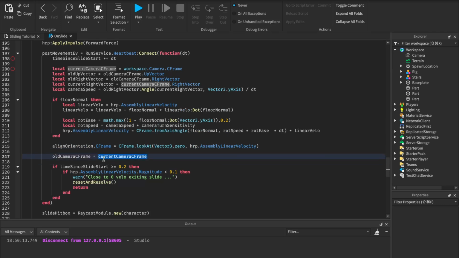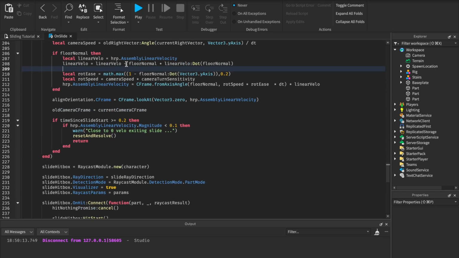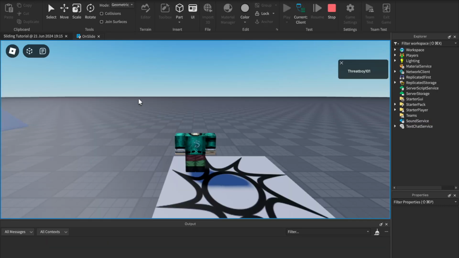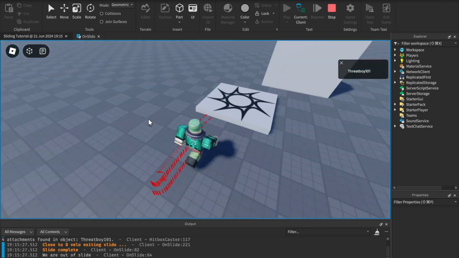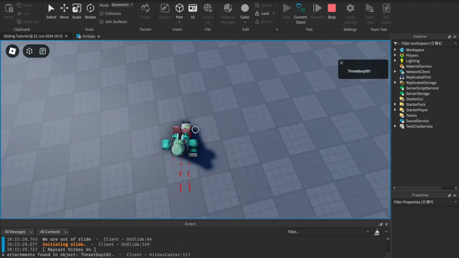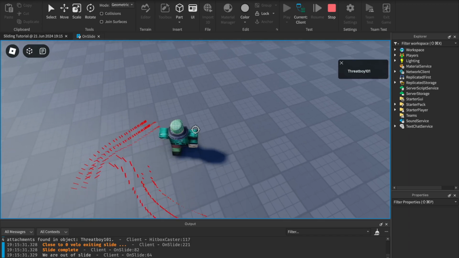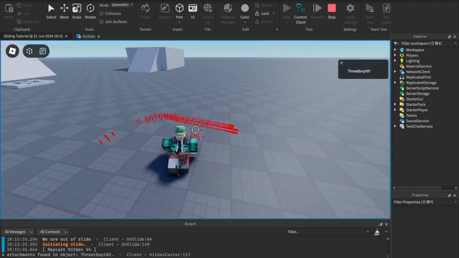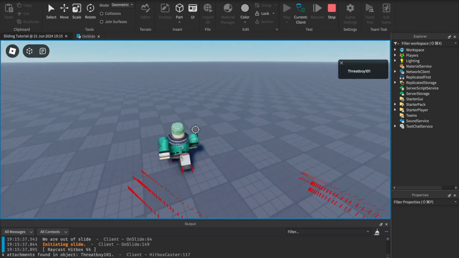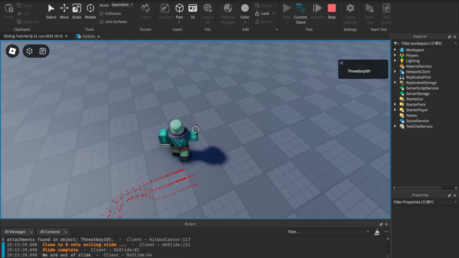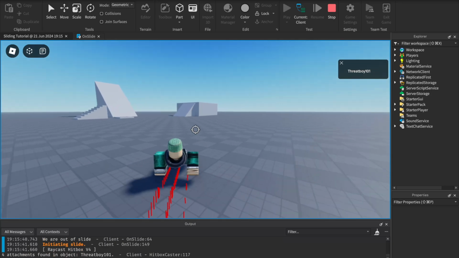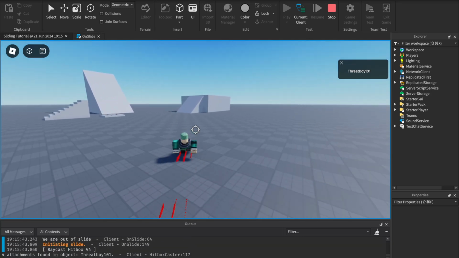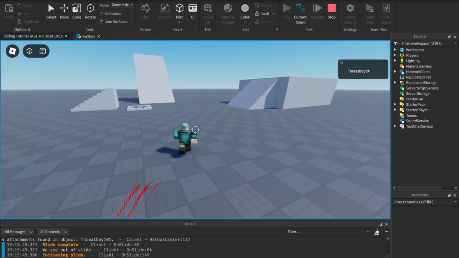And here we set the old camera C-frame to be the current camera C-frame. And that is all. I can show this in action again. See? It's very satisfying to look at.